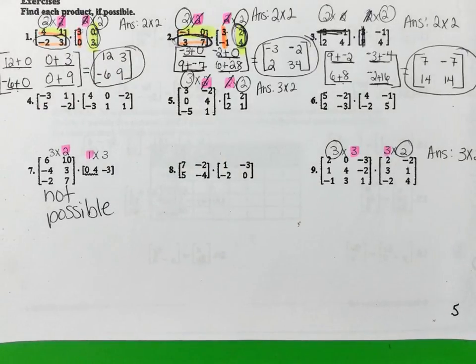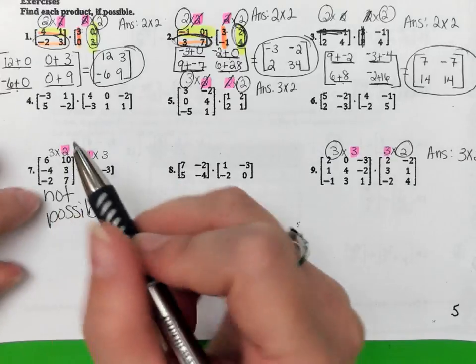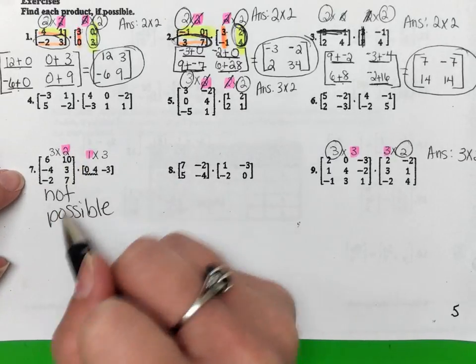-2 plus 16 is 14. That's all you got to do. All right, let's do 4. Here we go. You ready? You have to check the dimensions, okay? Because just like number 7, if they don't match up, then you can't do it.